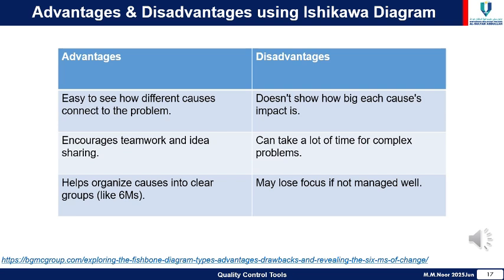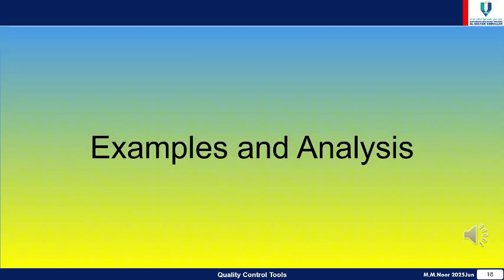However, there are also some disadvantages. One issue is that it doesn't tell us how serious each cause is. It is more visual than analytical. Also, for complex problems, it can take a lot of time and effort to complete the diagram. And lastly, if the team is not well guided, the discussion can go off track and the diagram becomes messy or unclear. Now let's look at the example and analysis of the Ishikawa diagram.